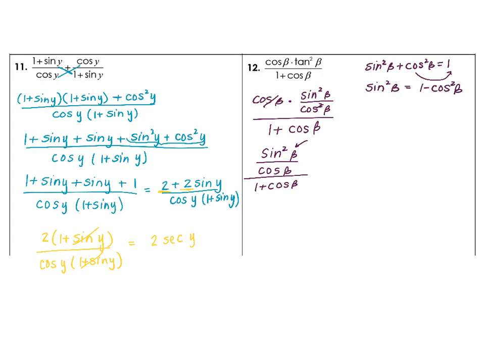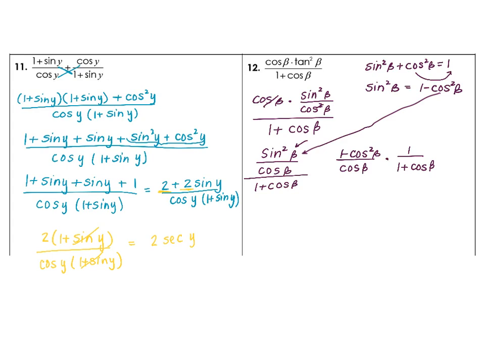So when we make that substitution, I'm going to take that cosine squared and put that down here in place of sine squared. And so that's going to give us something that is all in terms of cosine. So here we're going to have 1 minus cosine squared beta, and that's going to be over cosine beta. And then I'm going to go ahead and multiply by the reciprocal, so 1 over 1 plus cosine beta.